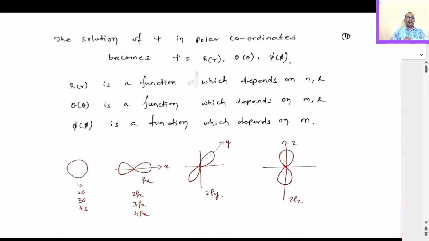The solution of a wave function in polar coordinates becomes psi equal to R(r) Theta(theta) Phi(phi). R(r) is the function that depends upon n and l, Theta(theta) is the function which depends upon the ml values, and Phi(phi) is the function that depends only upon m. So you can have the spherical shape 1s, 2s, 3s, 4s orbitals. Similarly px orbital, py orbital and pz orbital.